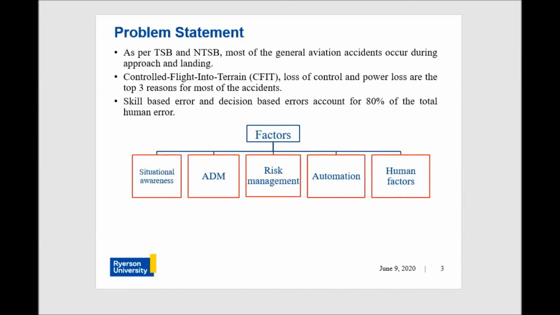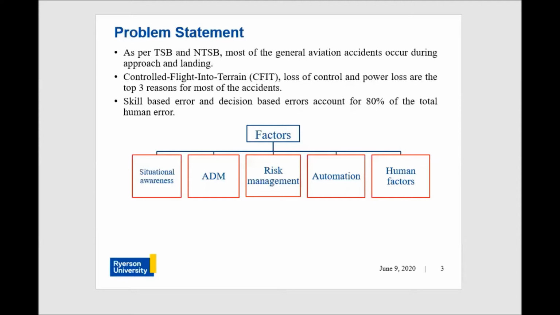A report published by the National Transportation Safety Board also revealed that controlled flight into terrain, loss of control, and power loss are the top three reasons for most of the accidents occurring in the general aviation sector. Hence, this forms the objective of this thesis, which is to reduce accidents in general aviation aircraft, mainly due to CFIT and loss of control incidents.